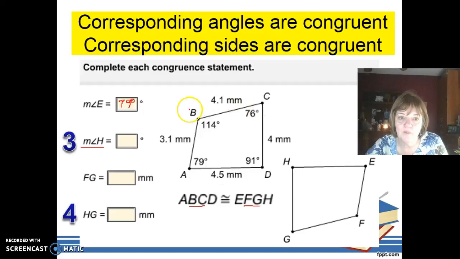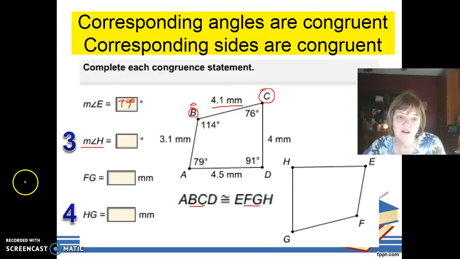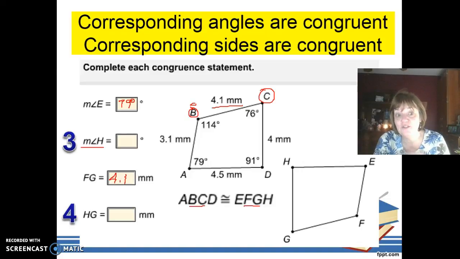So let's look here. We got B here. Oops. My pen doesn't want to work in that spot on my board. B here and C here. So we're looking for that one right there. 4.1 millimeters. Okay, now it's your turn. You find HG.